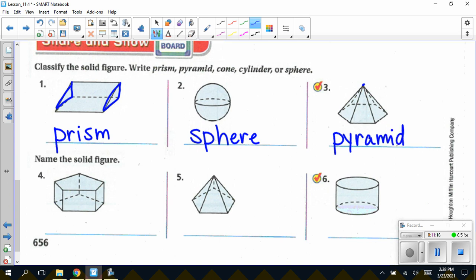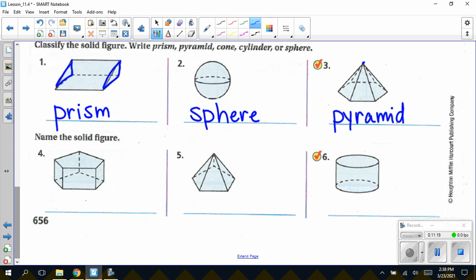Next, for 4 through 6, we actually have to give the entire name of the solid figure based upon the base shape. So for number 4, I see that there are 5 sides to my polygon. A 5-sided polygon is a pentagon. So I would say pentagonal. And it has 2 bases, one at the top and one at the bottom. So it would be a prism.